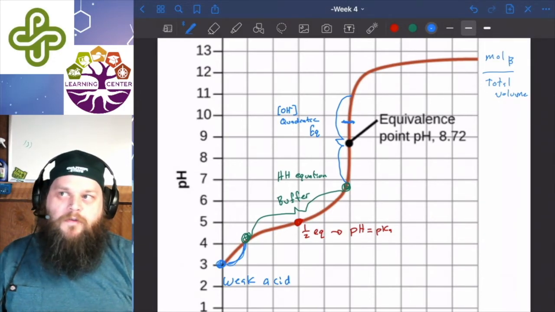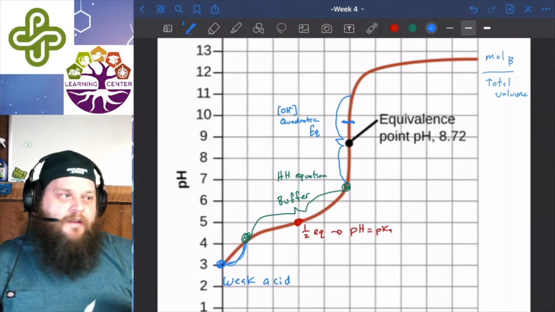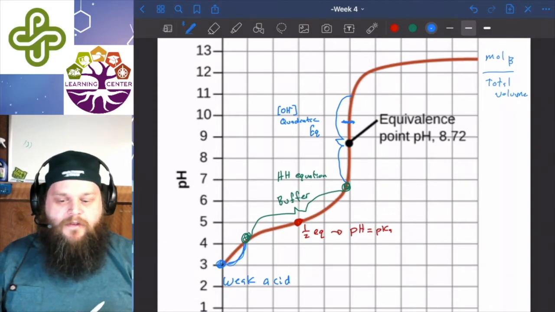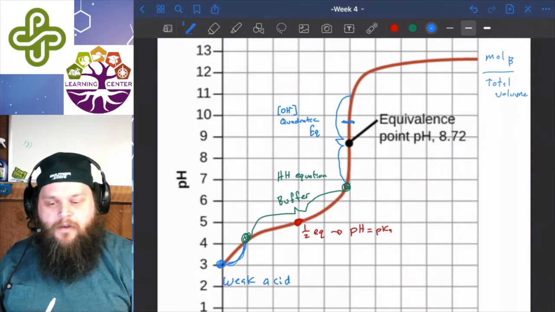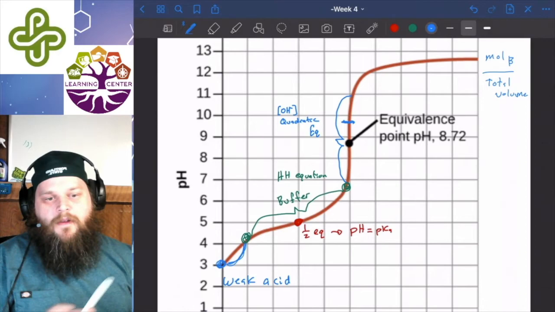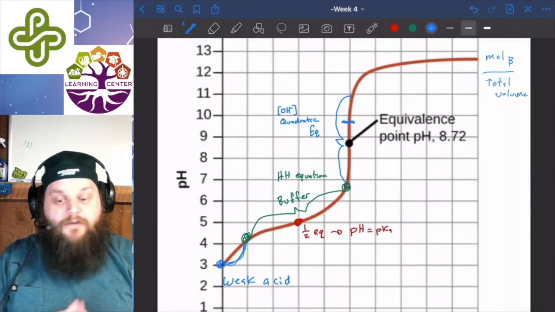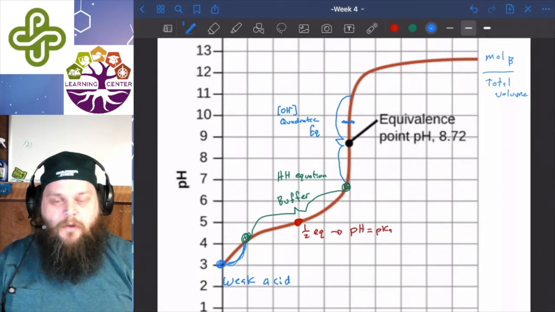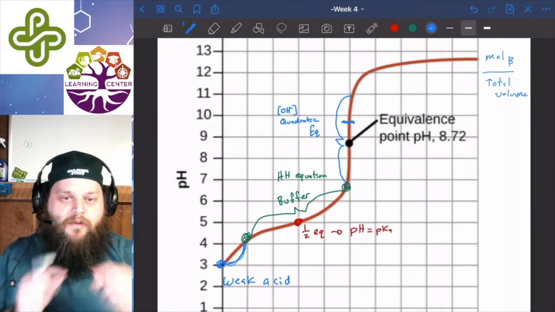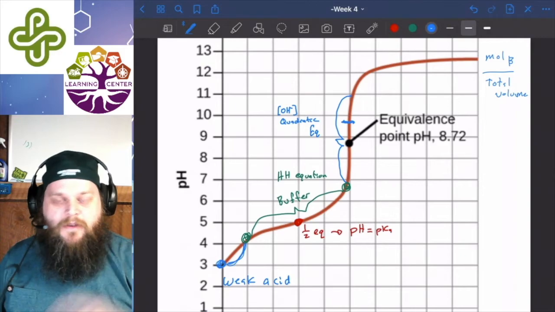Or you can use the Kw value, because we know that Kw is equal to the concentration of hydroxide times the concentration of hydronium. So if you take Kw and divide by your concentration of hydroxide, you get the concentration of hydronium. Take the negative log of that concentration, and you should be able to find the pH from there. So there's lots of ways to go around it. Remember, I had that pH cube in past ones. You can follow it around the cube on the right or around the cube on the left. You get to the same place either way.